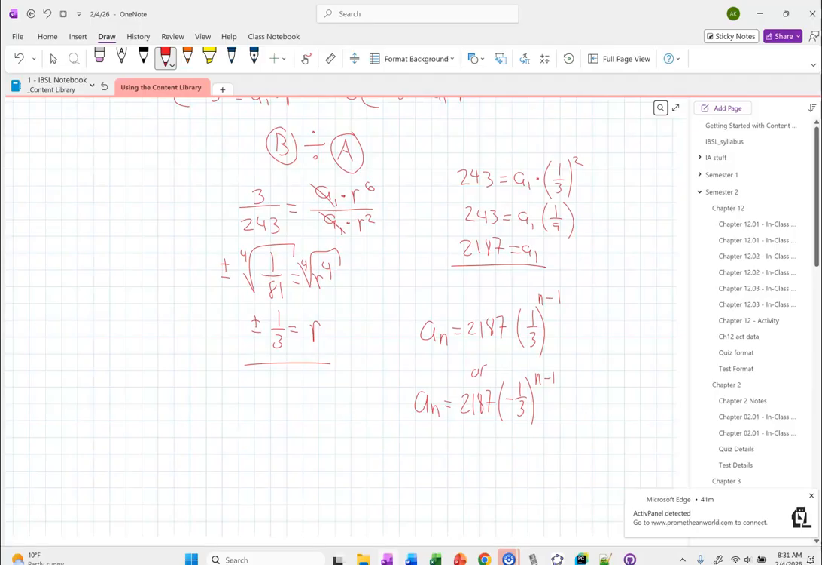Does everybody feel okay with what I did there? Unfortunately, there's not like a linear algebra or a slope shortcut through this. You got to actually solve the system, but it's fine.